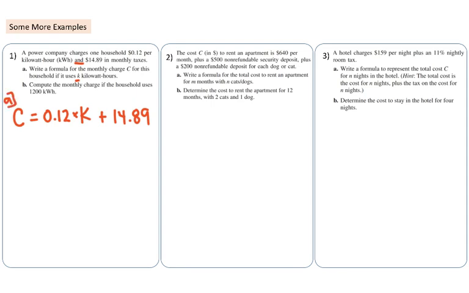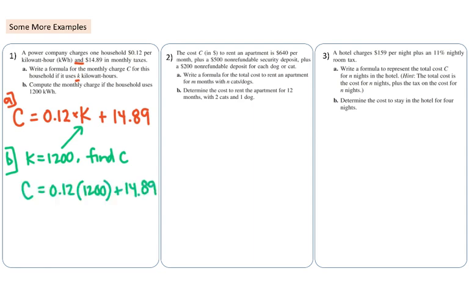And then in part B, when it says, what's the monthly charge or cost if they use 1,200 kilowatt hours? So they're saying K is 1,200. We need to find C, the cost. So that's a case where we will just plug it in. So we plug in K equals 1,200 into the equation we found in part A, and when we put that in our calculator, we get that the final cost for the month, if you use that much power, will be $158.89. In this case, it's dollars. Okay, let's look at this second problem.